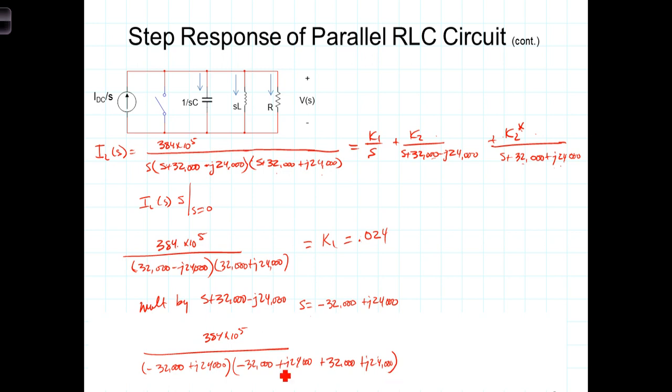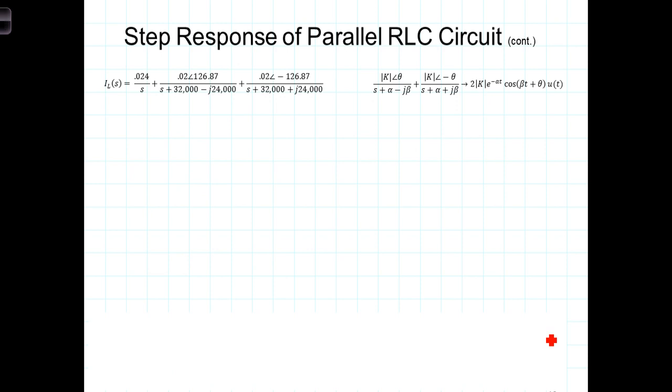Of course, the negative 32,000 and the positive 32,000 add to 0, and over here on the right-hand side, as we already pointed out, is k2. When you evaluate this, you get that k2 is equal to 0.02 angle 126.87 degrees. I've gone ahead and written in the completed partial fraction expansion for I sub L of s.